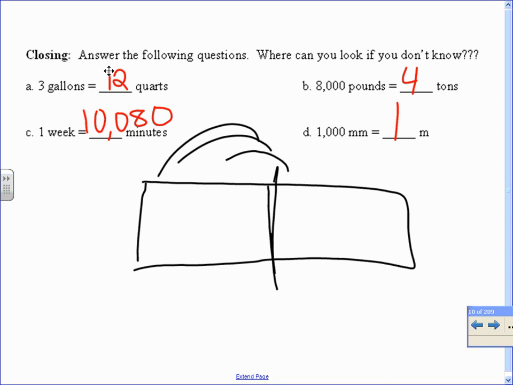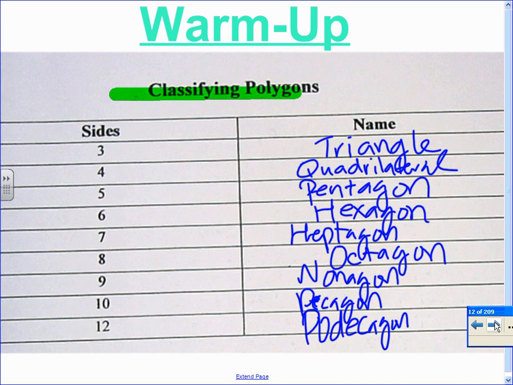What do you mean there were 2 different labels? We don't need to use kilograms. You need to use this one. 1 ton, there's 2,000 pounds. That's why.